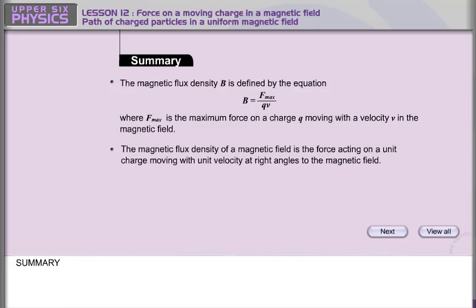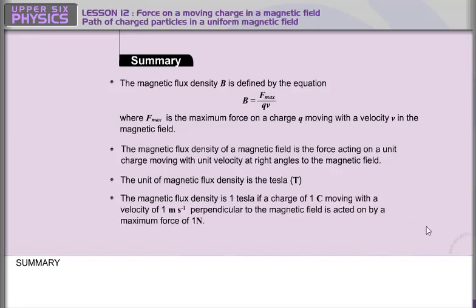The magnetic flux density of a magnetic field is the force acting on a unit charge moving with unit velocity at right angles to the magnetic field. The unit of magnetic flux density is the Tesla, T. The magnetic flux density is 1 Tesla if a charge of 1 coulomb moving with a velocity of 1 meter per second perpendicular to the magnetic field is acted on by a maximum force of 1 Newton.